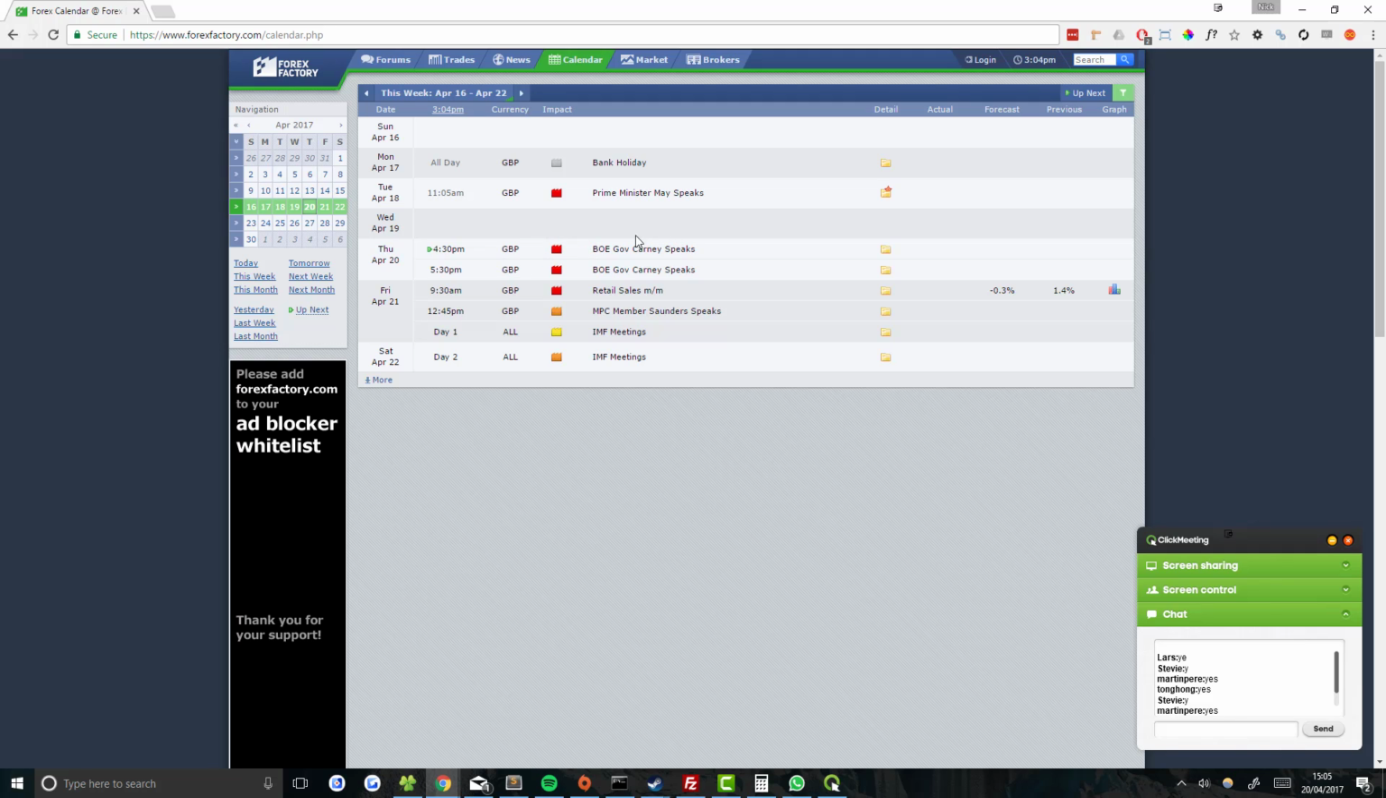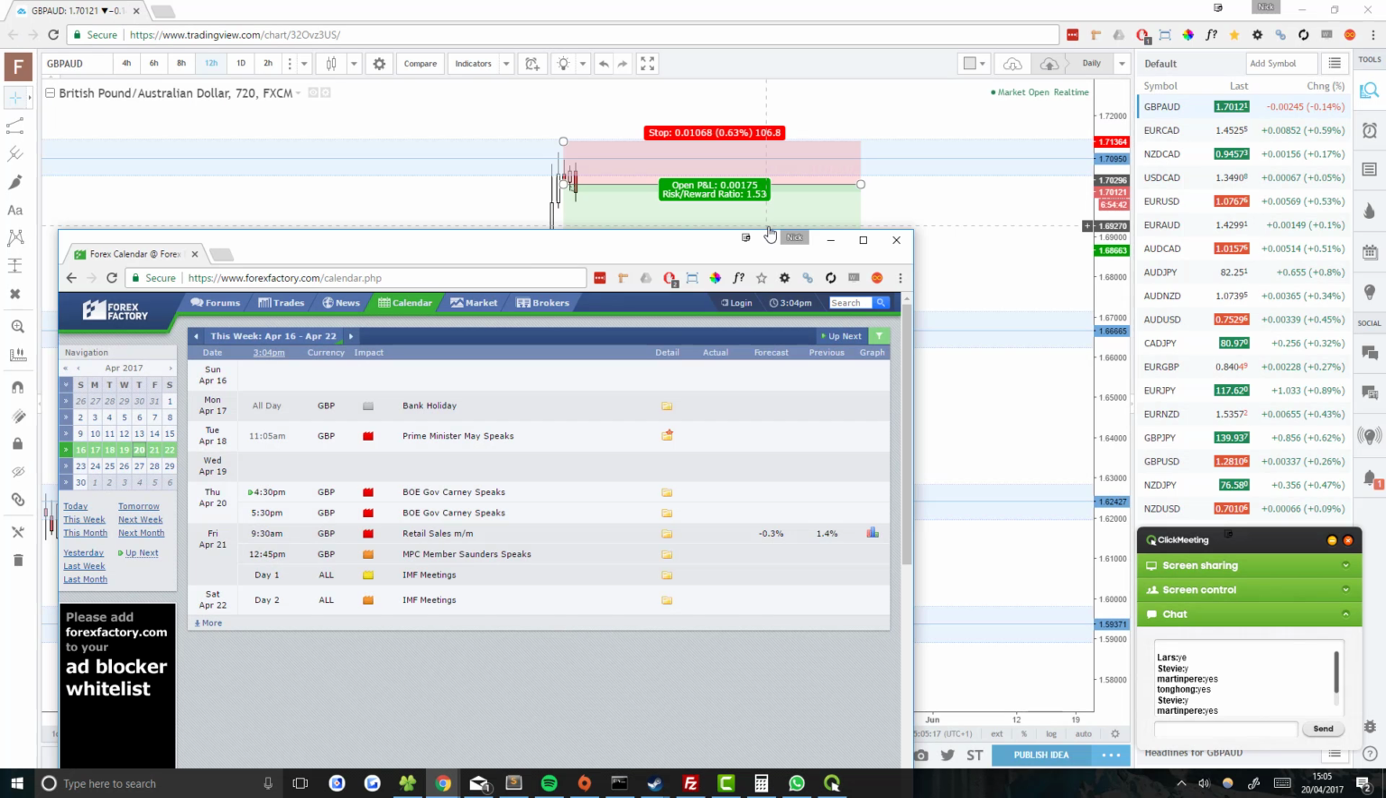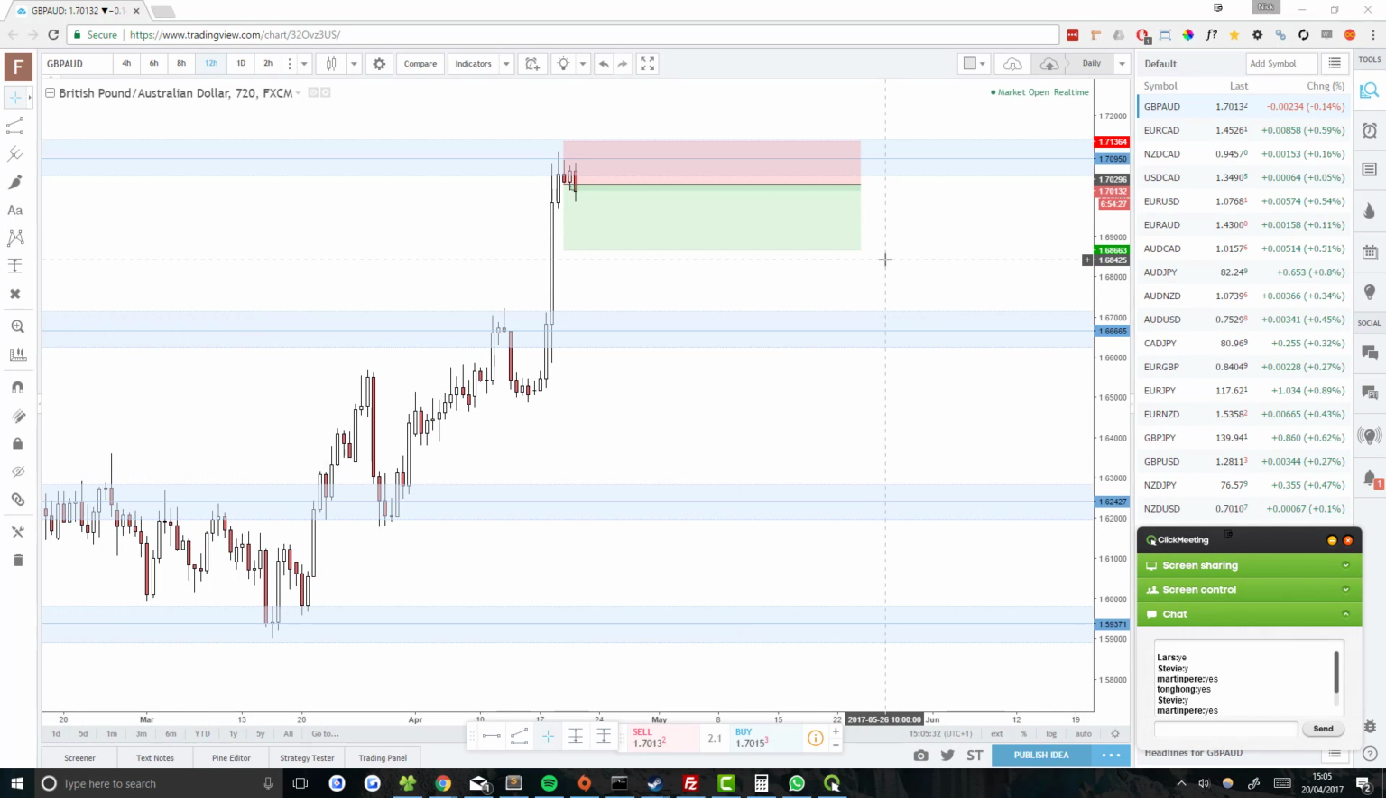If this speech was coming like an hour before I entered the trade, you know, I might have stayed out, or a few hours before I might have stayed out. But this trade was entered, you know, already a while ago. I was hoping it would be closer to target by this point, but it isn't, and I'm not going to exit just because the speech is coming up. All right, so that covers GBPAUD.